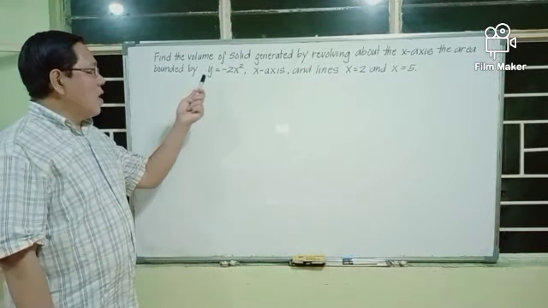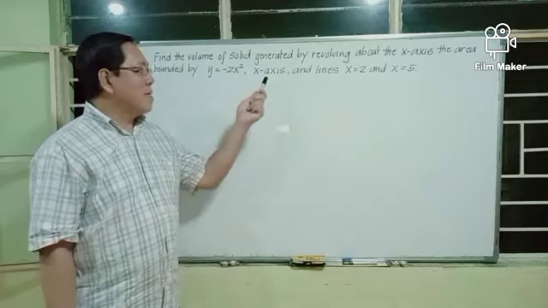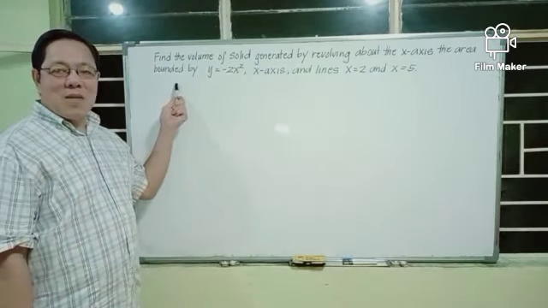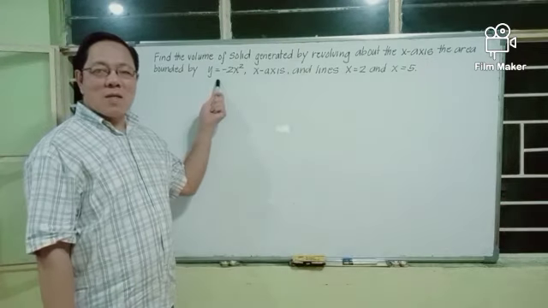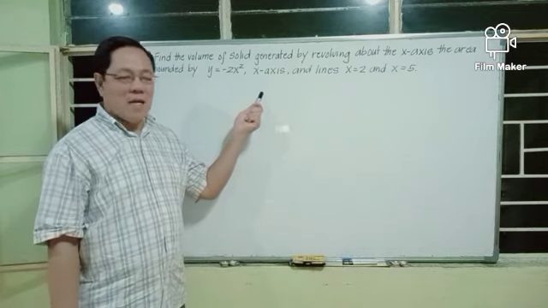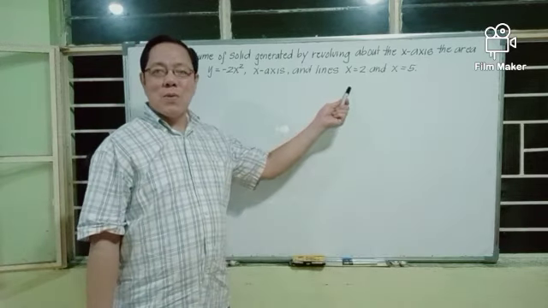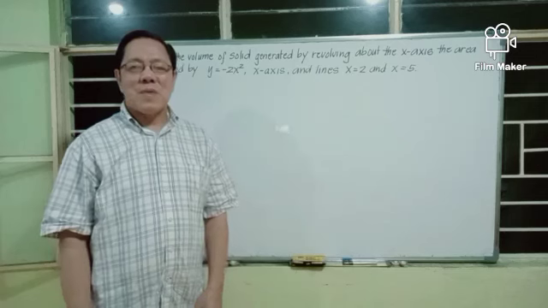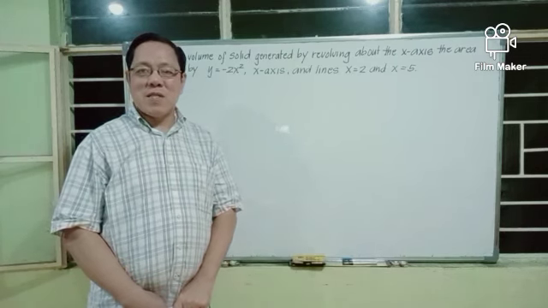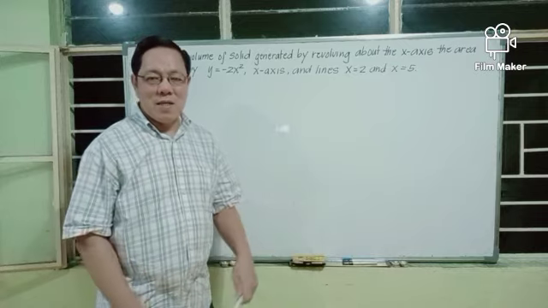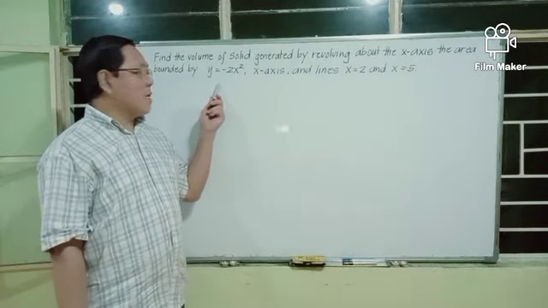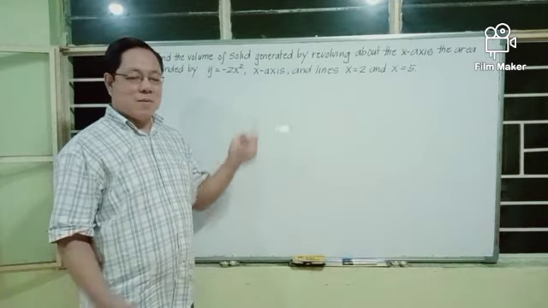Find the volume of the solid generated by revolving about the x-axis the area bounded by y equals minus 2x squared, the x-axis and the lines x equals 2 and x equals 5. In this problem, we first sketch the area that is bounded by the curve whose equation is given by y equals minus 2x squared.